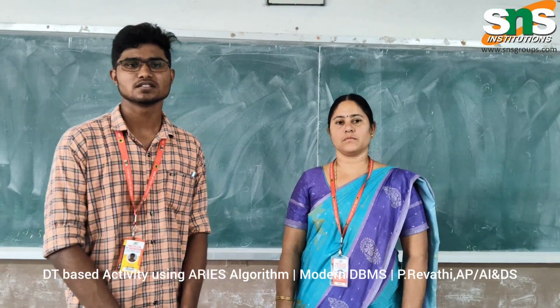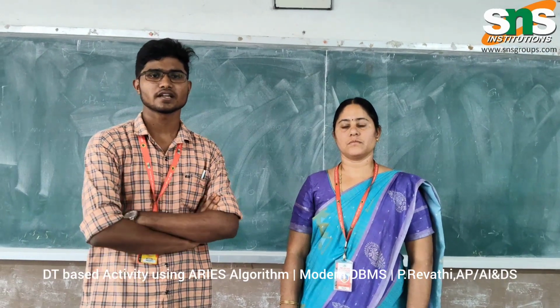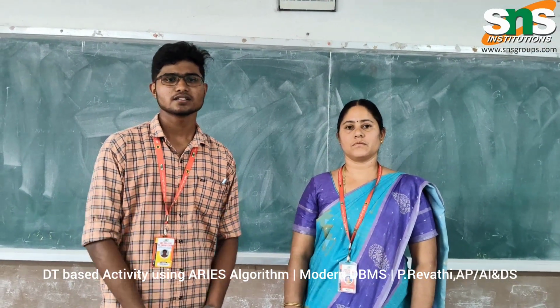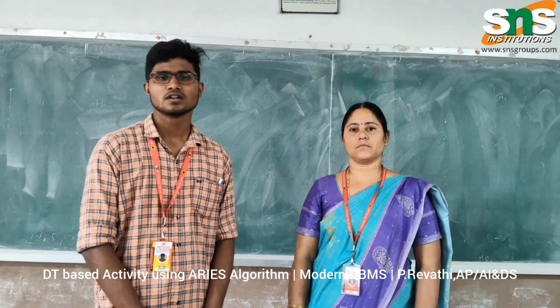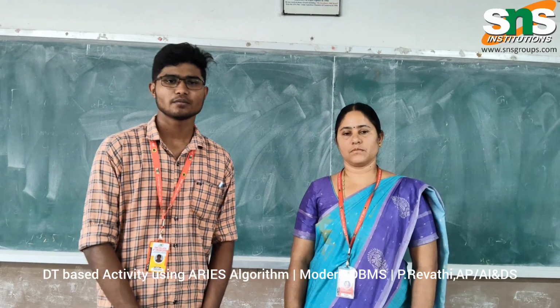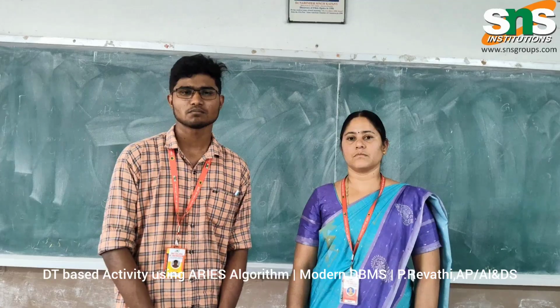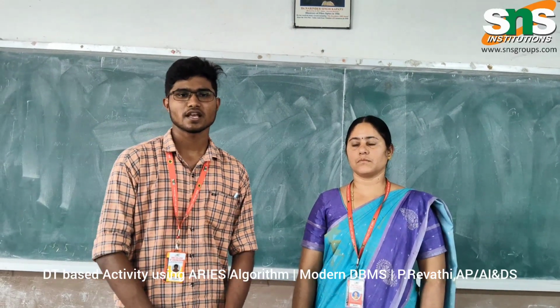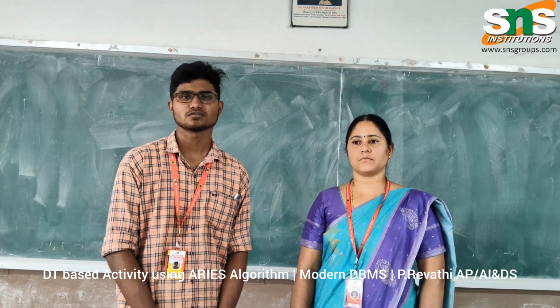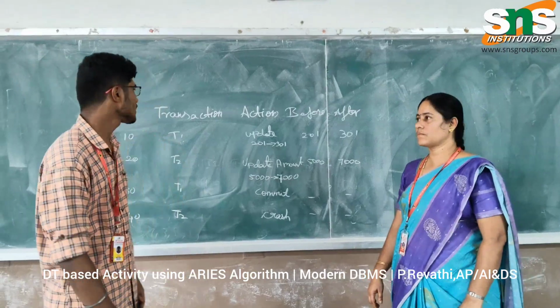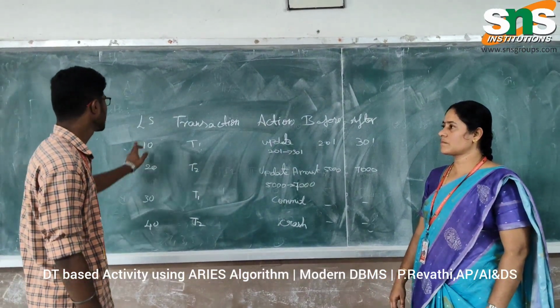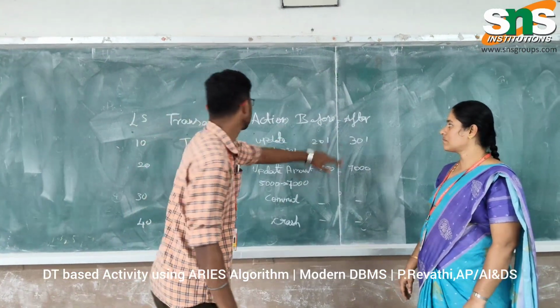Let's visualize this timeline. Write-ahead log records. ARIES uses the write-ahead log, WAL, to keep track of all database actions. Each log entry has a log sequence number, LSN, transaction ID, action performed, and before and after values. We are going to see the log table, with LSN, transaction, action, before and after.